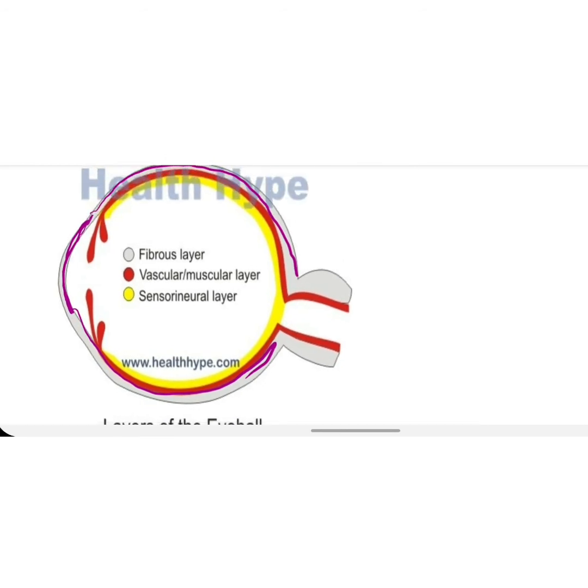Now the vascular layer, the red one that we see here, consists of three parts. First is the iris, then the ciliary body, and then the choroid. Third, what we see in yellow color is our retina. This is our neural layer.